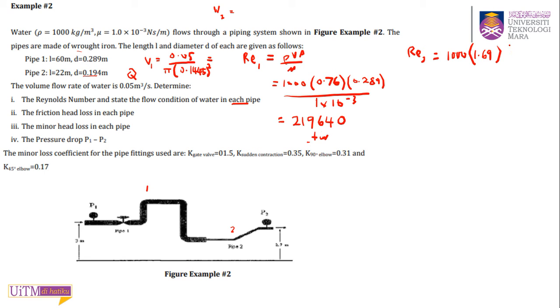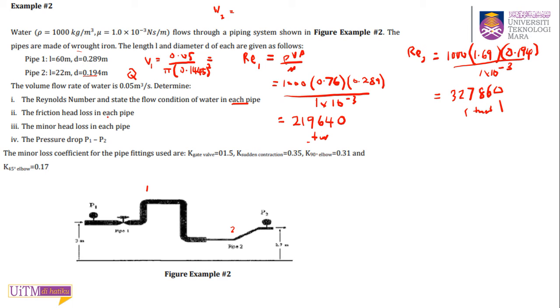Okay. V times D, the diameter 0.194, divided by mu, 1 times 10 to the minus 3. So what is the Reynolds number for pipe 2? 327860. Again, it is turbulent. Okay, so that's settled for that part.